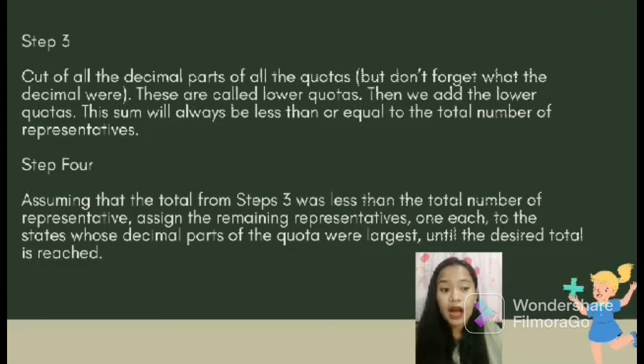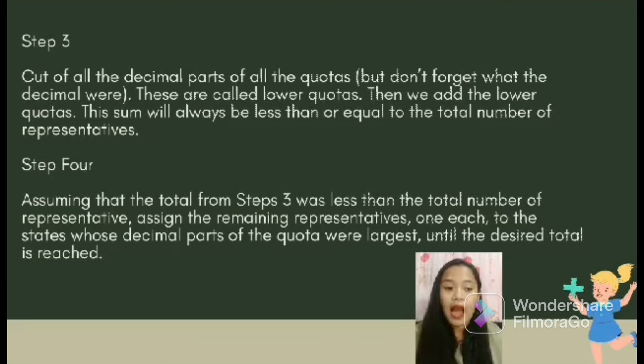Step 3. Cut off all the decimal parts of all the quotas, but don't forget what the decimals were. These are called lower quotas. Then, we add the lower quotas. This sum will always be less than or equal to the total number of representatives.